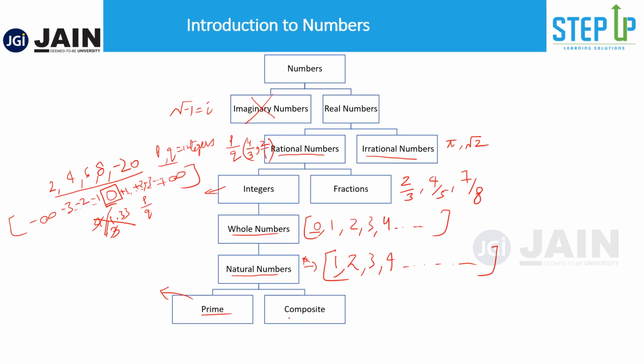For example, what are composite numbers? Something which is not prime is composite. For example, if I look at 12 as a number, is this a prime number or a composite number? It's a composite number.